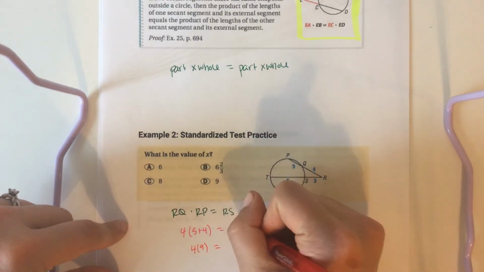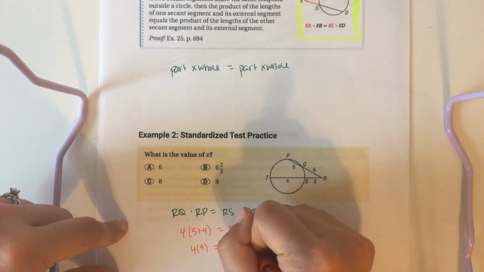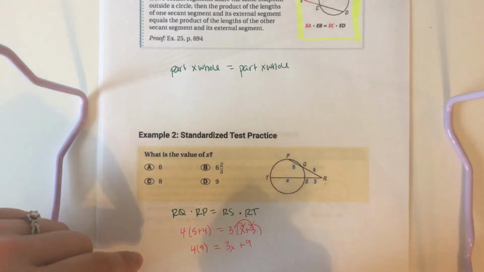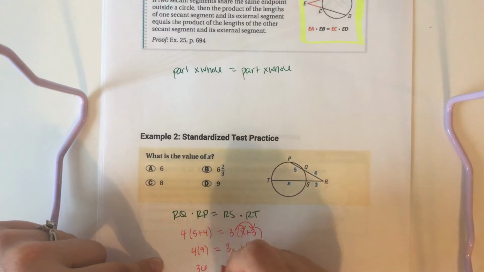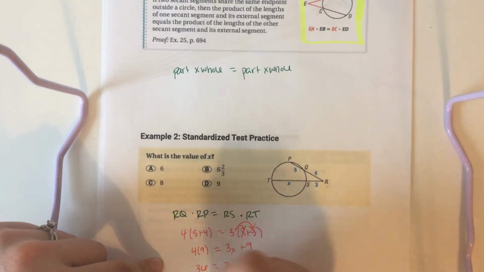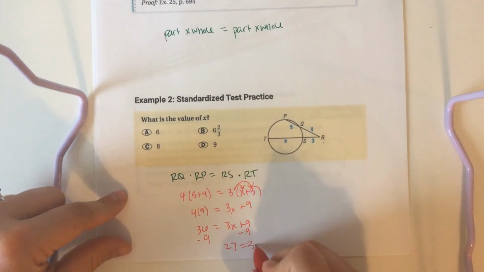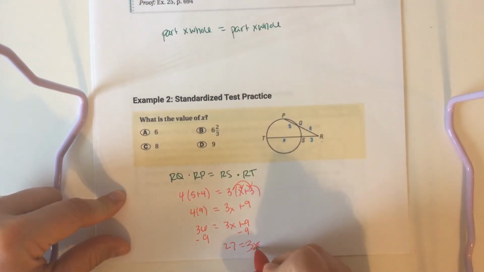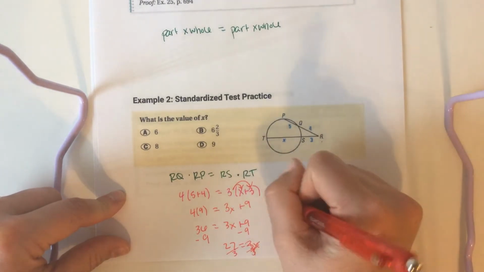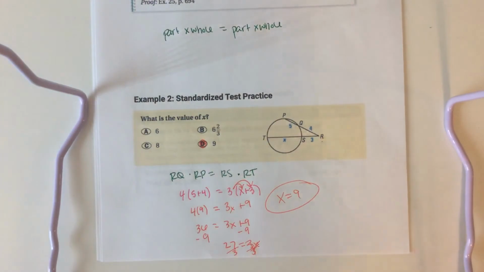And I'm going to distribute this 3 here. 3 times x is 3x. 3 times 3 is 9. 4 times 9 we get 36 equals 3x plus 9. We subtract the 9 to get 27 equals 3x. Divide by 3 to get x equals 9. And that would be your answer.